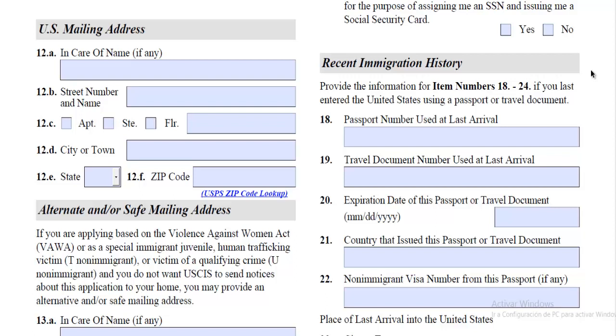Notice that there's also a section for an alternate and safe mailing address, right? This section is optional for people who apply for a green card based on being abused or in a dangerous situation. They have that option here, okay?